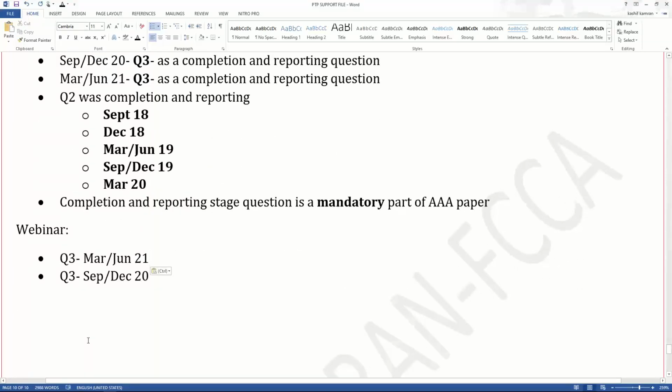What is the expectation of the examiner? What exactly does a question 3 expect from a student? What is the marking scheme? What you should know to pass question 3 of the AAA paper. So let's start the journey and understand each one of them one by one.